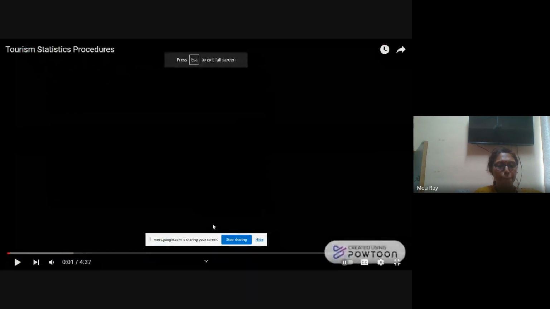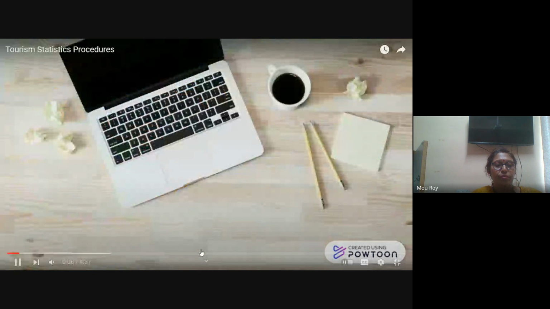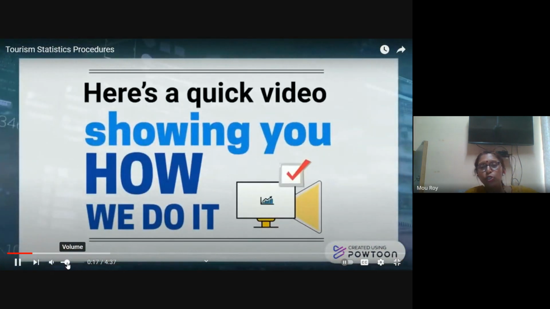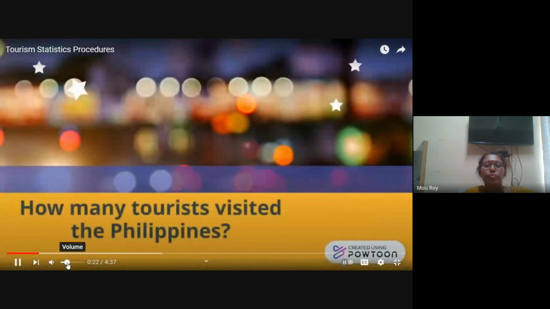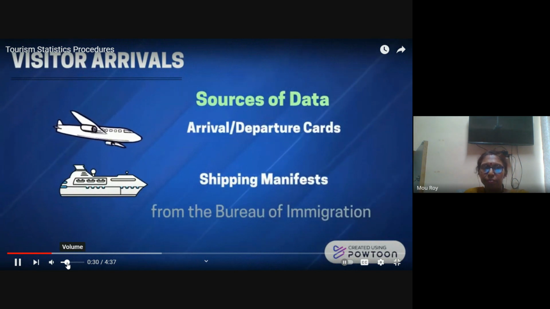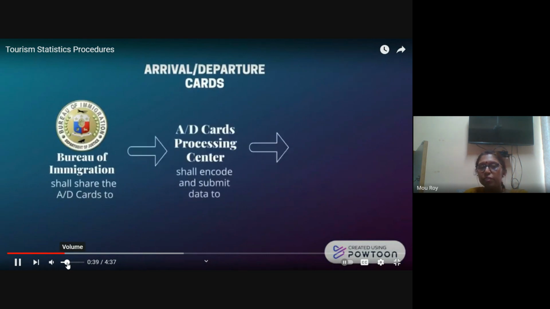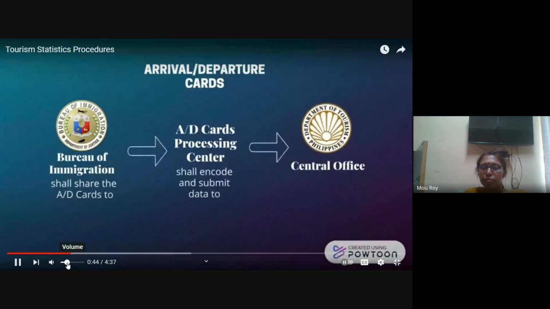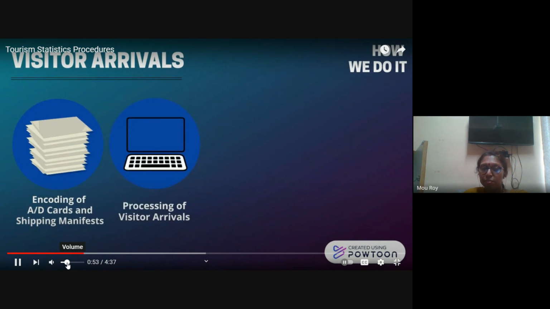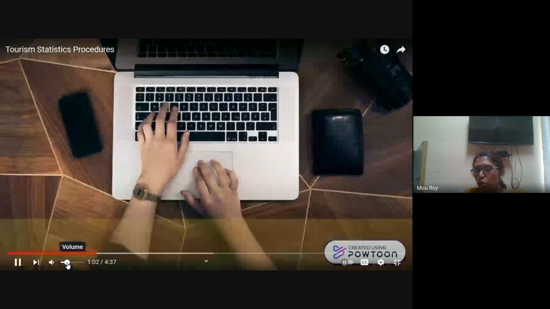So here you go. There comes the tourism statistics procedure, so you'll have an idea of how the procedure takes place. This is a quick video showing how it's been done. This is how many tourists visited the Philippines. There are the sources of arrival and departure, the arrival and departure cards. You need to encode those when you get all the information, then it is processed, then you prepare the reports, then you approve and release it, which goes to WTO.